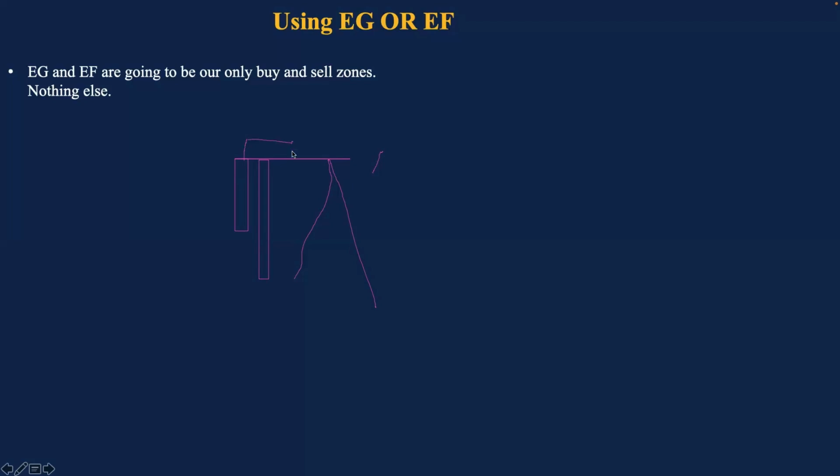Okay, so that is the engulfing field. So the engulfing field is a breakout, right? Now in this strategy, EG and EF are going to be our only buy and sell zone, nothing else. We're not going to look for any other thing. We are looking for engulfing or engulfing field. Those are going to be our strategy.